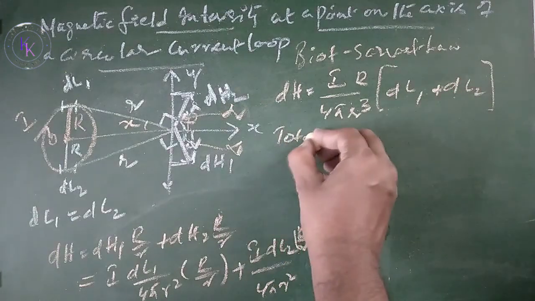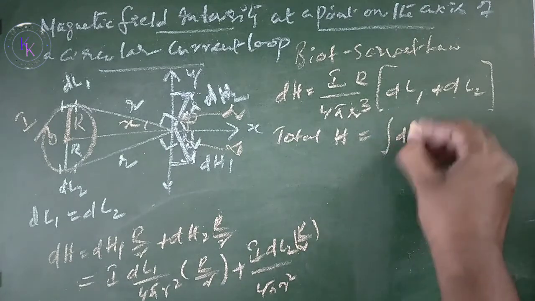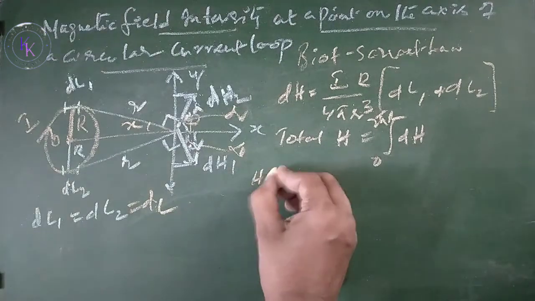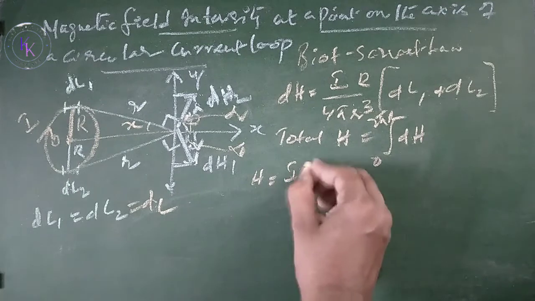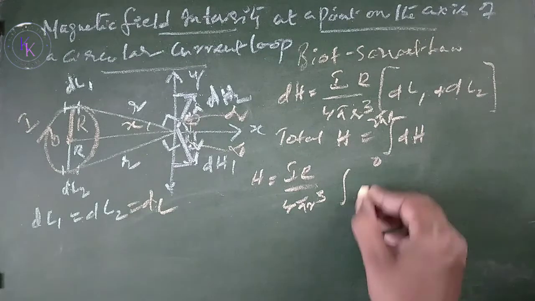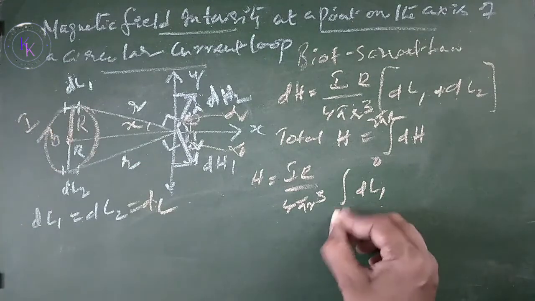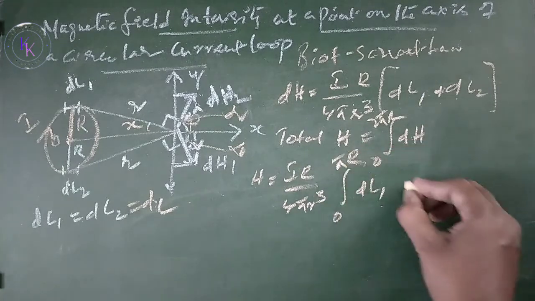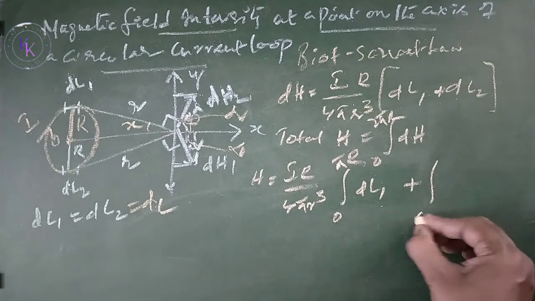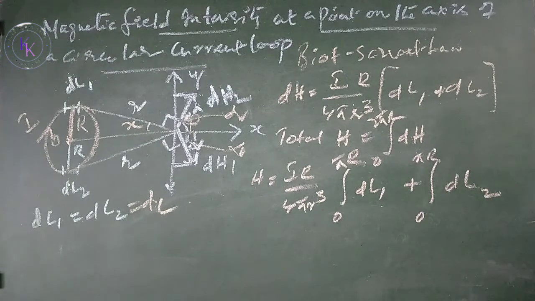Total magnetic field intensity H is equal to integral dH. H is equal to integral from 0 to 2 pi R of dH. H equals I R divided by 4 pi r cube, integral of dl1 over half of the part, 0 to pi R, plus another half of the part, 0 to pi R, the lower half of the circle, dl2.